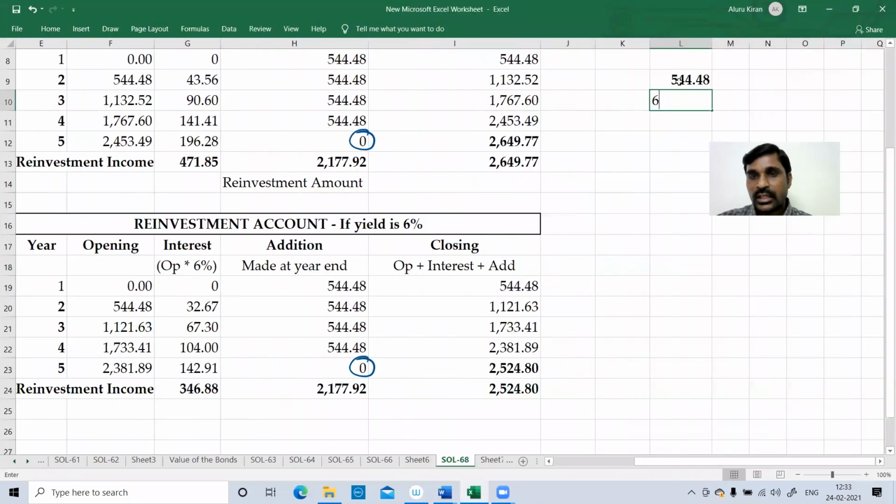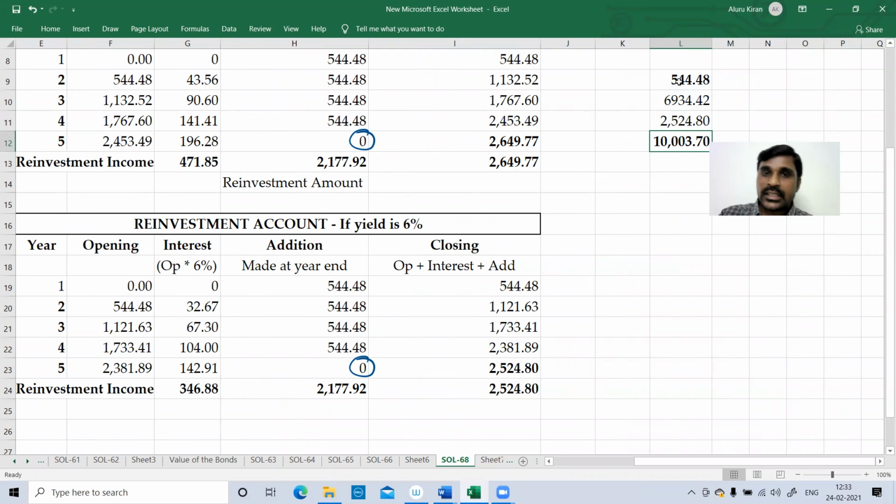Next, 6,934.42 is the sale price in the secondary market. Next, 2,524.80 is the reinvestment proceeds. This is how the cash flow at maturity is 10,000, a rounding off figure, 3 rupees extra. Exactly, you are meeting 10,000.